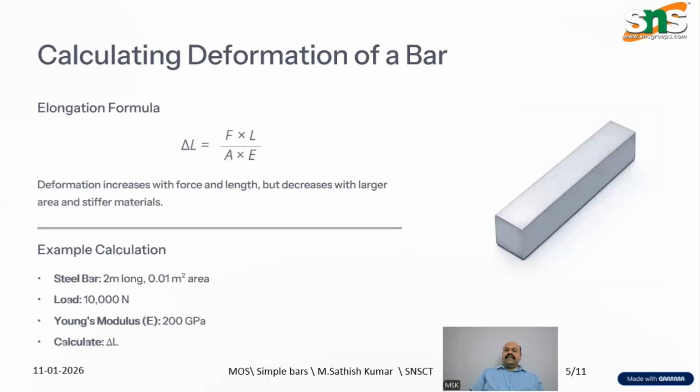So calculating the deformation of a simple bar, we have the formula delta L equal to F into L divided by A into E. So the deformation increases with force and length, but it decreases with a larger area and stiffer materials. That is what we have to understand with this formula.